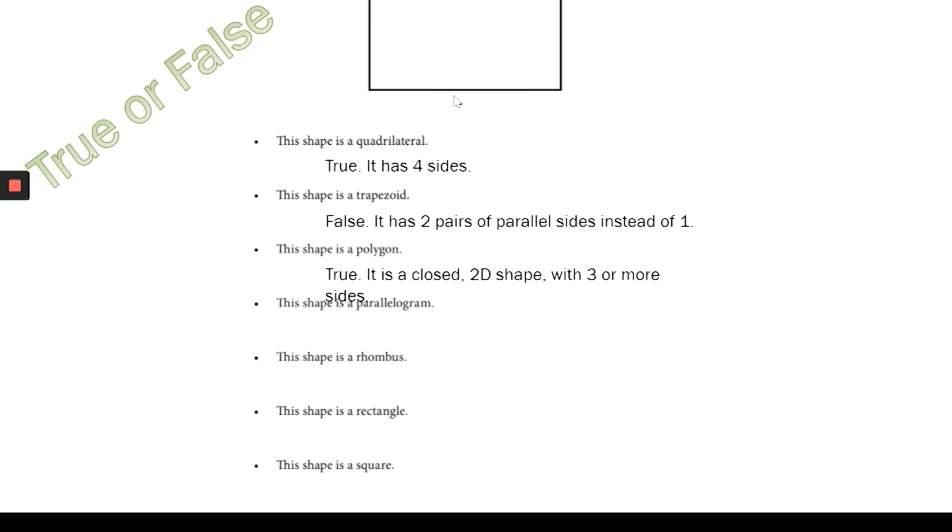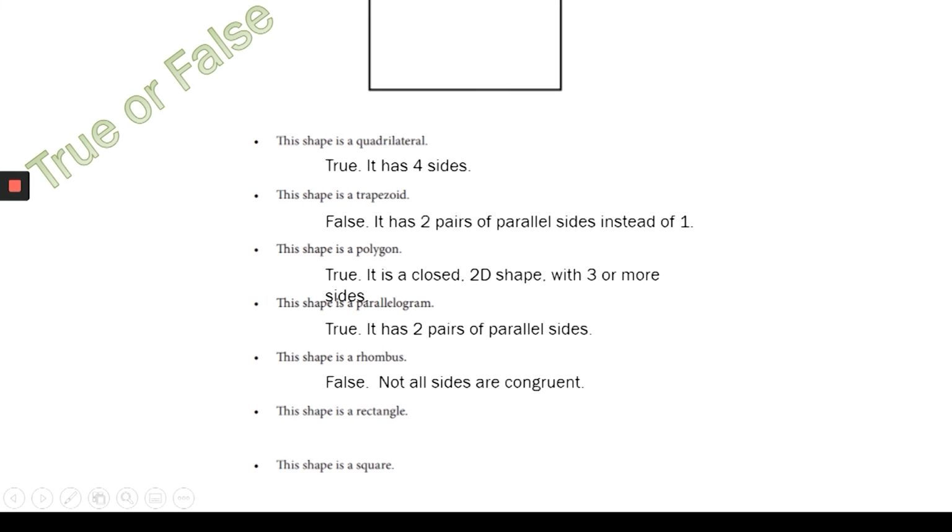How about this shape is a parallelogram? True or false? And don't forget to write down why. Go ahead. Okay, true. It has 2 pairs of parallel sides. It is a parallelogram. The shape is a rhombus. True or false? False. Not all the sides are congruent. See, this one's definitely longer than this side.